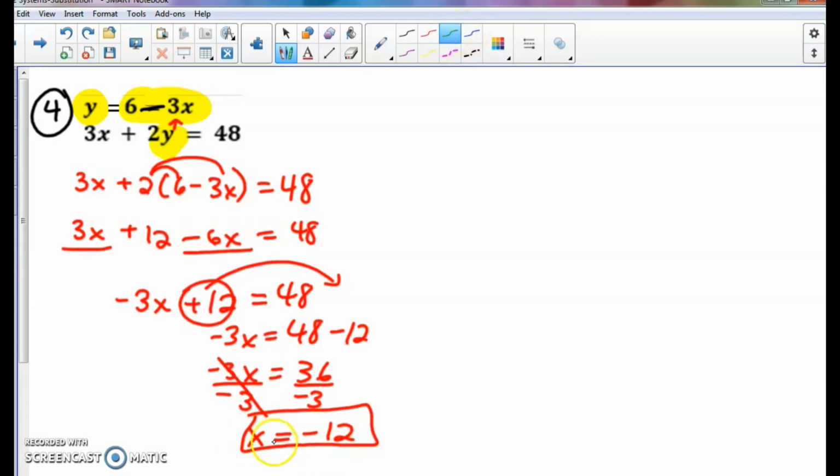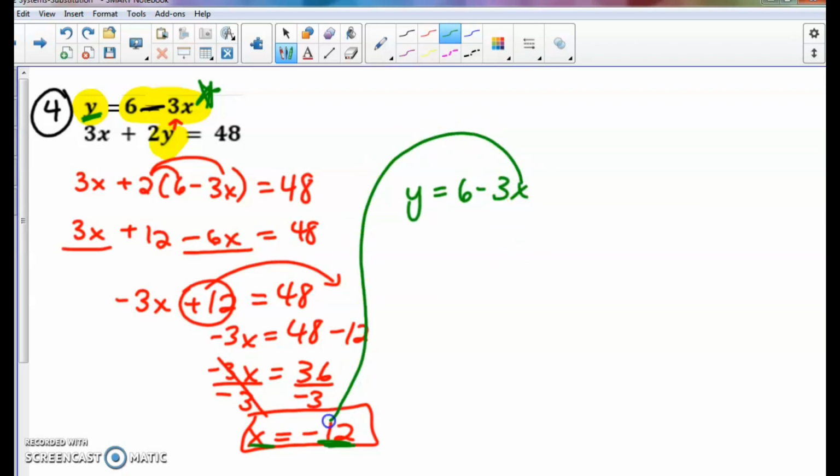Now to solve for y, we're just going to replace x with negative 12 in one of the original equations. This one right here is easiest because once again y is already by itself. So we say y equals 6 minus 3x. And we're going to replace this x with a negative 12.